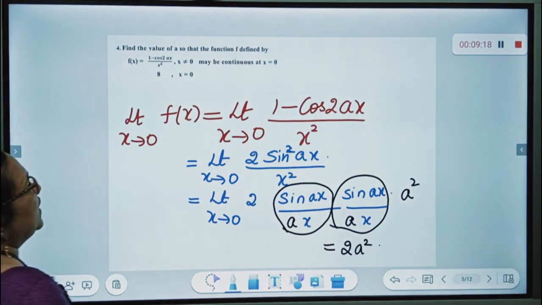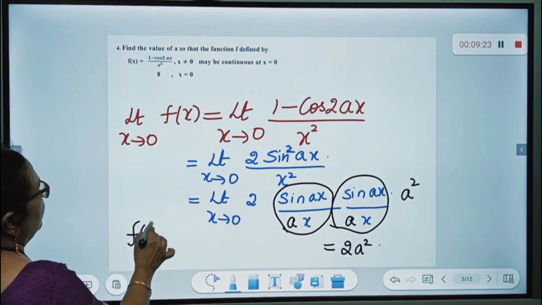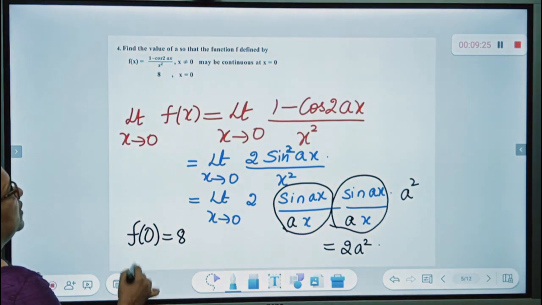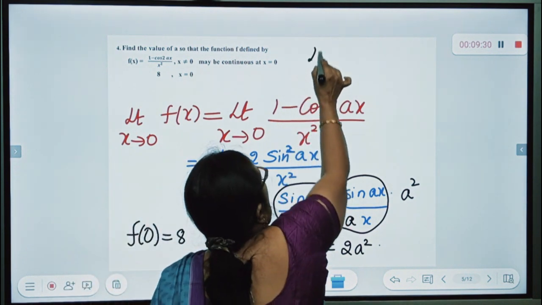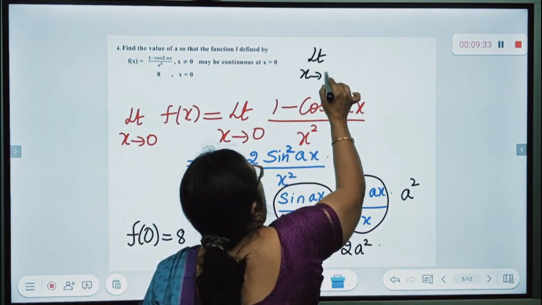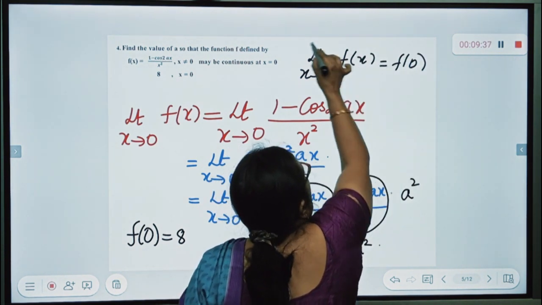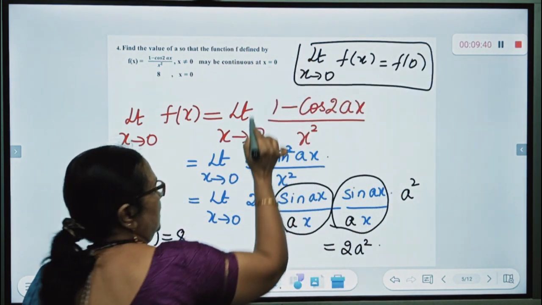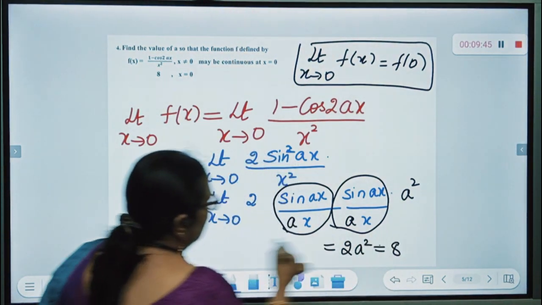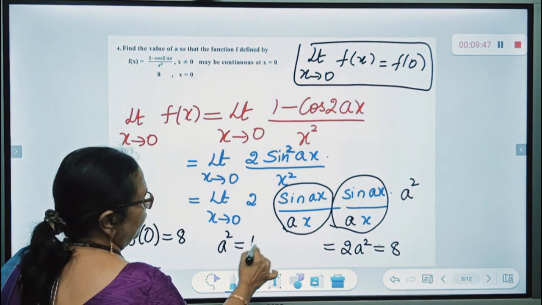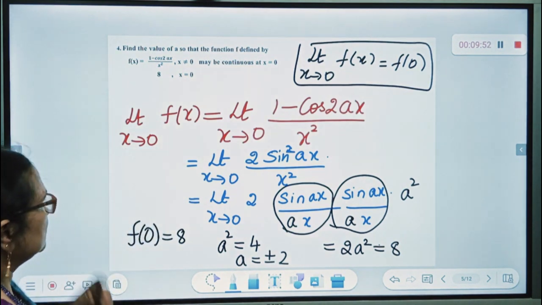Now it is given that the function is continuous. Now what is f of 0? F of 0 is 8. Now since f is continuous, limit x tends to 0 of f of x is equal to f of 0, because the function is given to be continuous. So 2a square equal to 8. Therefore, a square equal to 4, a equal to plus or minus 2.